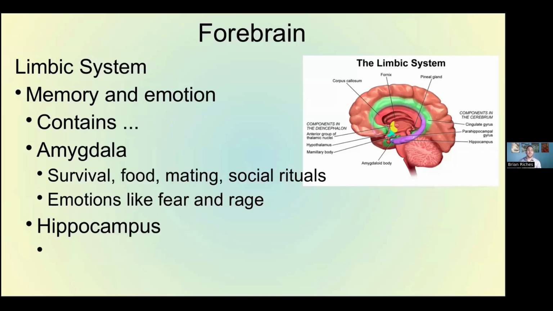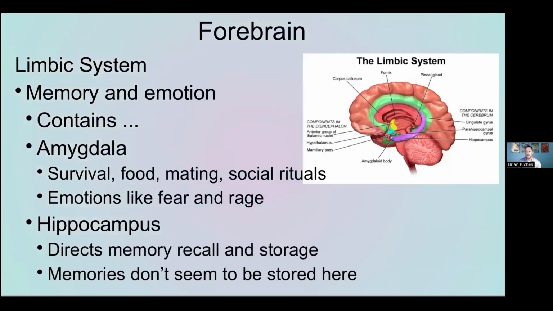does things like survival, food, mating rituals, social rituals, emotions. So a lot of emotions here, some pleasure center, running some processes on things that we do. So there's a lot that's involved there. I'm going to add on here hippocampus as well. And hippocampus directs memory, recall, and storage. The memories aren't really stored here. It's kind of like the directory for where is a memory stored, or this is where the memory has been stored. It also helps with the creation of those memories, which is pretty neat.